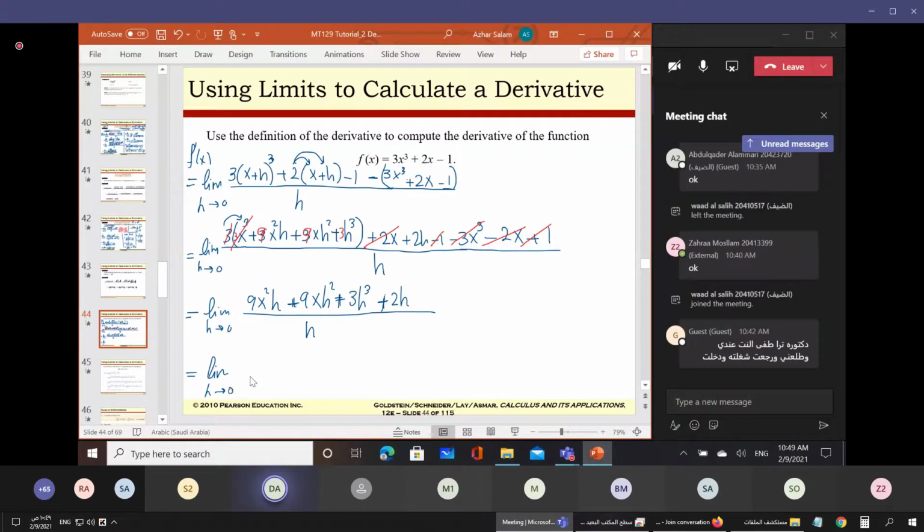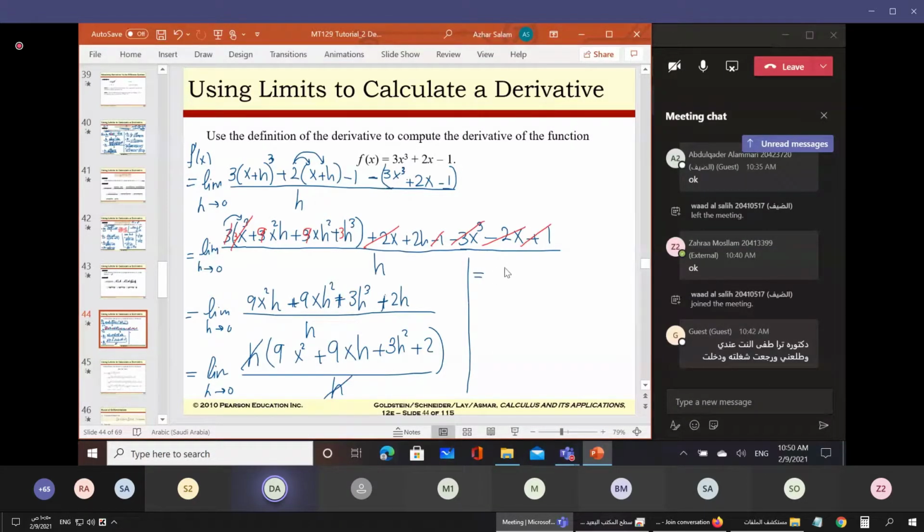Okay, limit when h approaches 0, I take h from each term, so I have here 9x squared, I took this h, plus 9x h, I took only one h from here, plus 3h squared, I took only one h, plus 2 divided by h. I can omit now the h from the top with h from the bottom. So I omit this h. I can take the limit now. So now I will apply the limit.